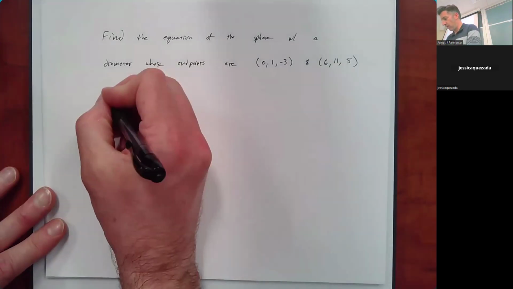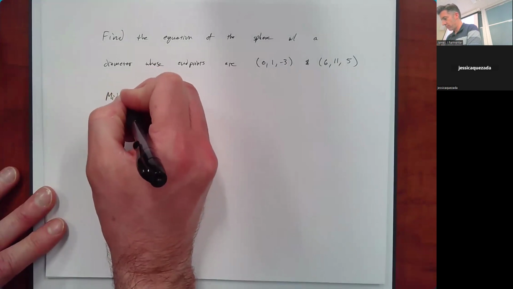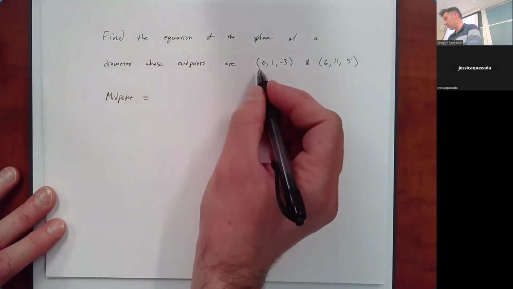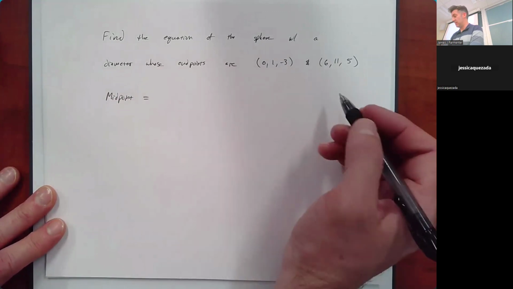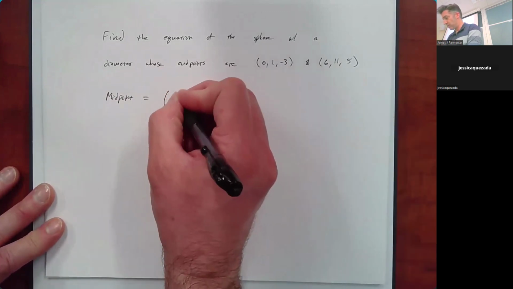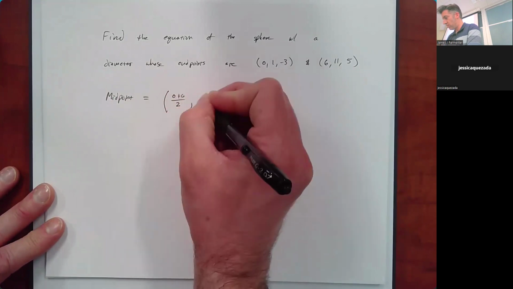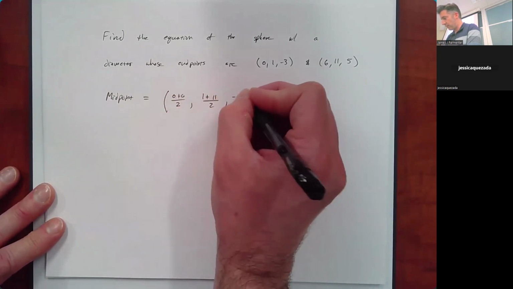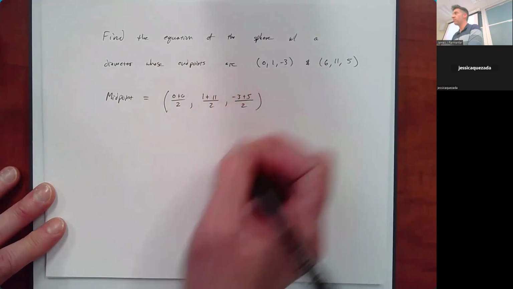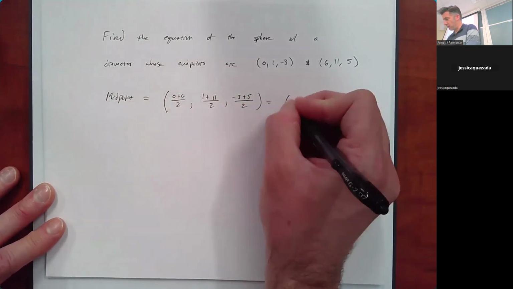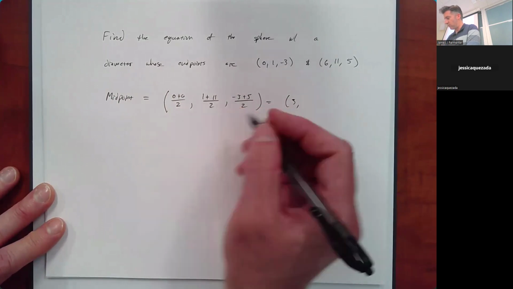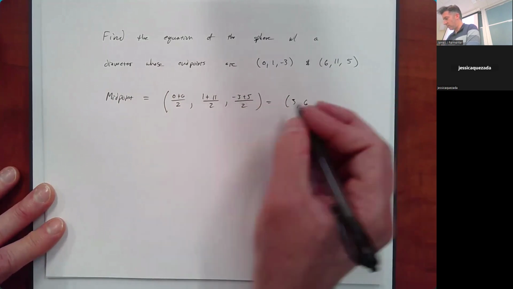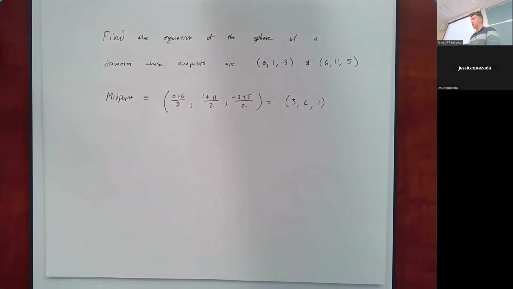So the midpoint here is going to be, we're just going to average each of the x, y's, and z's. So it's going to be 0 plus 6 divided by 2, 1 plus 11 divided by 2, and negative 3 plus 5 divided by 2. And that ends up being, let's see, 3 comma 12 divided by 2 is 6, and 2 divided by 2 is 1. So there's our center.